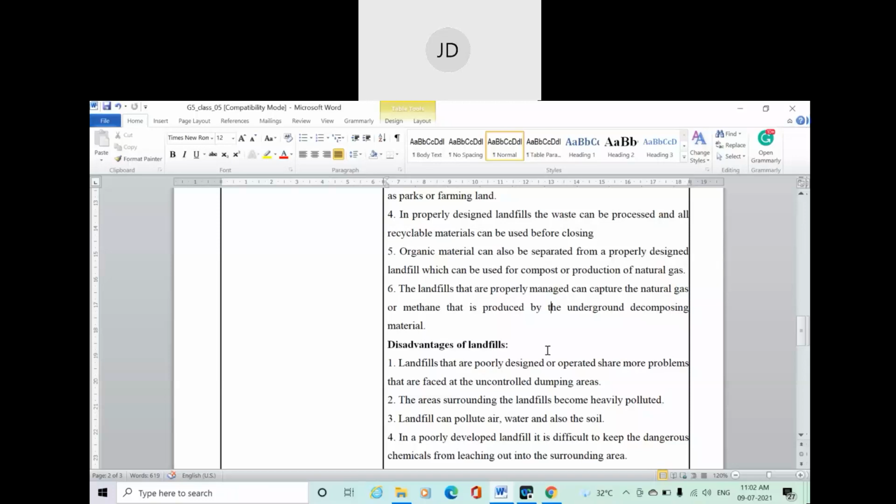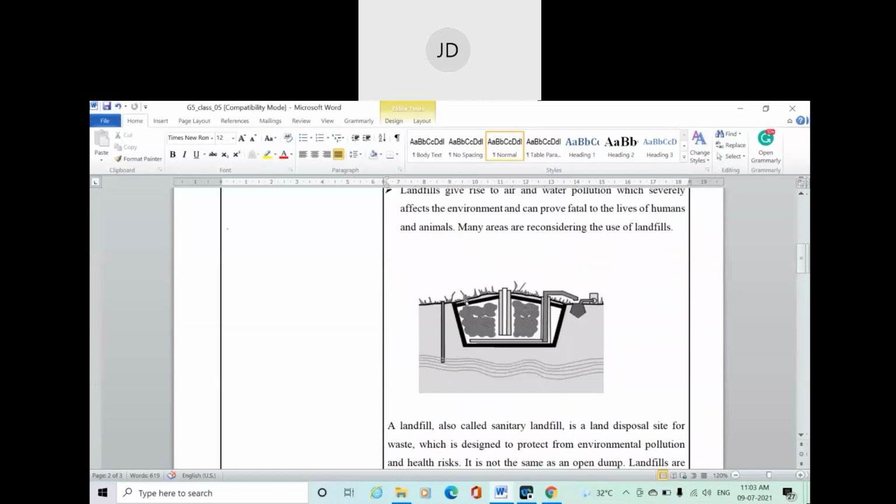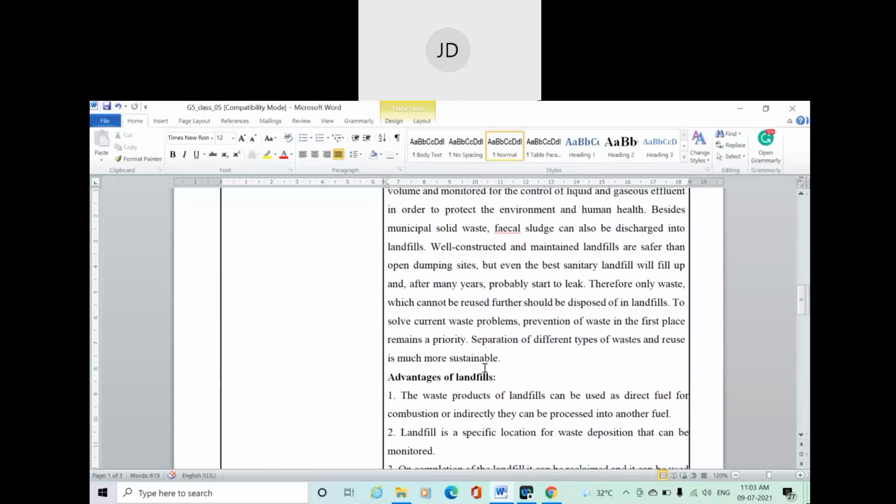Along with the advantages of landfill, it also has some disadvantages. So let's discuss some disadvantages of landfill. Landfills that are poorly designed or operated face more problems, like uncontrolled dumping areas. If the design is not proper, if the liner is not compacted, if it is not fully impervious, then the leachate can penetrate into the ground and pollute the groundwater and even the soil. So this is the disadvantage.